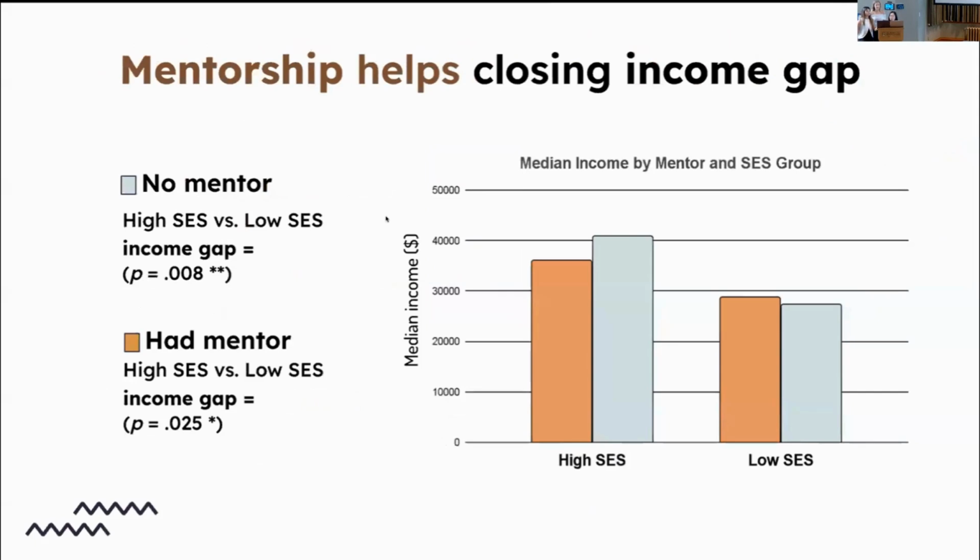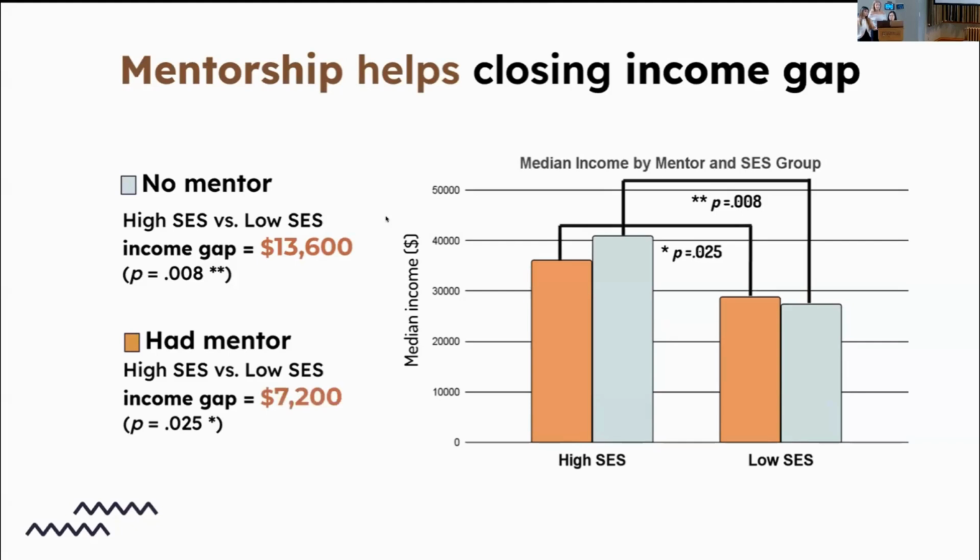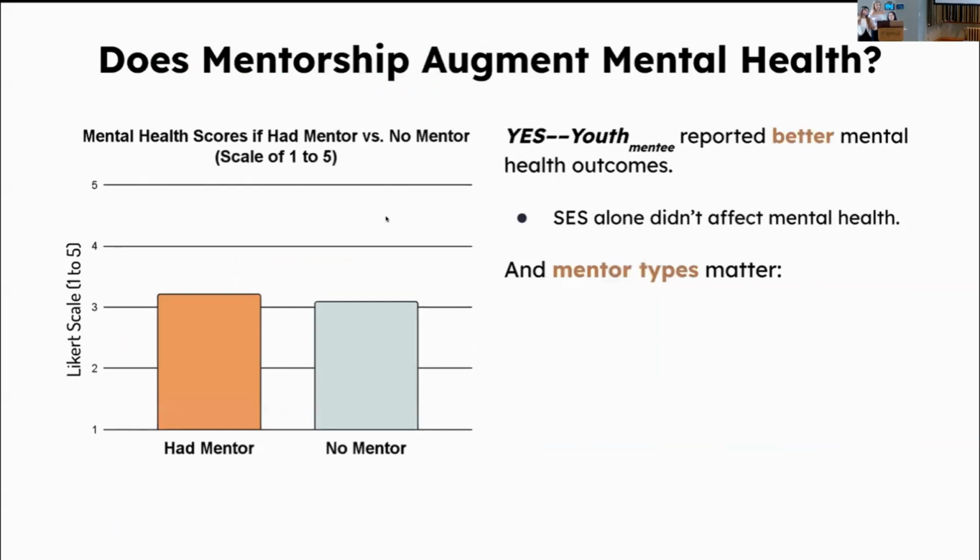Beyond education and employability, mentorship also seems to impact future earnings. Among youth without mentors, there's a $13,600 median income gap in adulthood between high and low SES background individuals. But among those with mentors, the gap shrinks to $7,200. This suggests that mentorship nearly halves the income disparities tied to socioeconomic background, which is a 47% reduction. However, we do need to be careful with this interpretation because this income gap reduction may be due to those who grew up in high SES but needed mentorship tending to be lower earners in the future. But what about personal well-being?